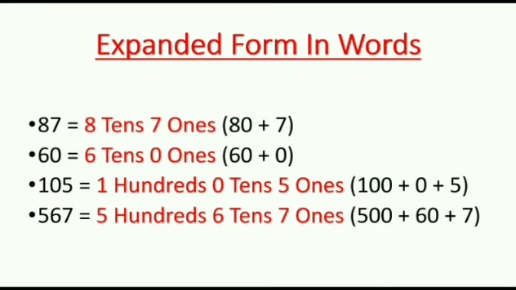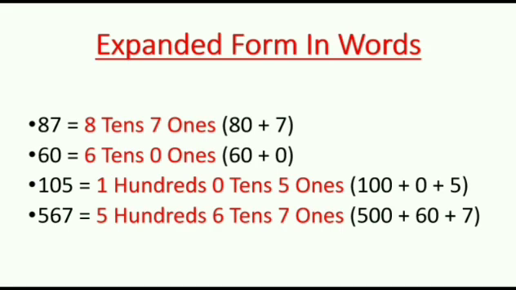Now expanded forms in words. 87, we will get 80 plus 7. So 80 we can also write it as 8 tens, because 80 is denoting the tens place. And 7 is on ones place. Similarly, 60. If we break this, we will get 60 plus 0. So we can say 6 tens plus 0.